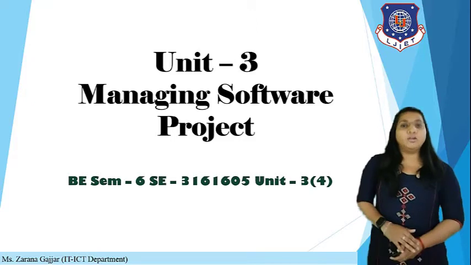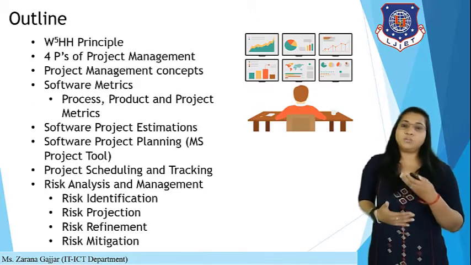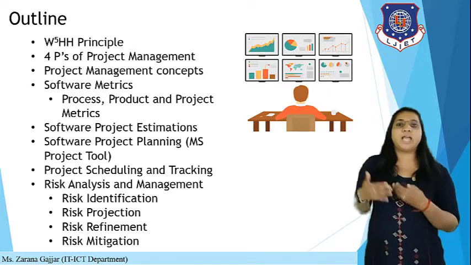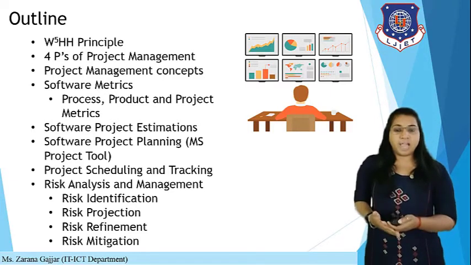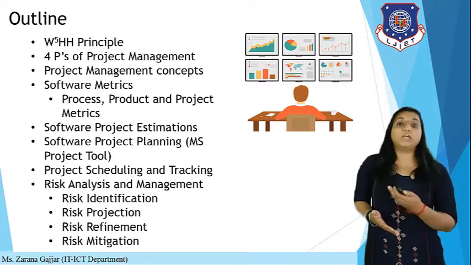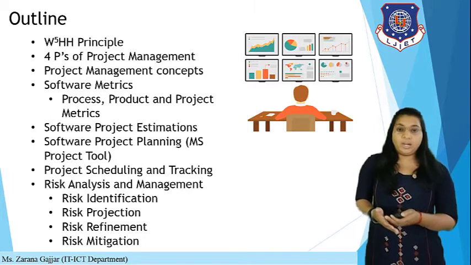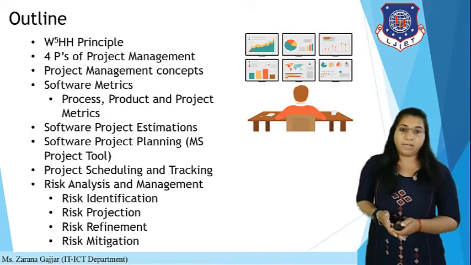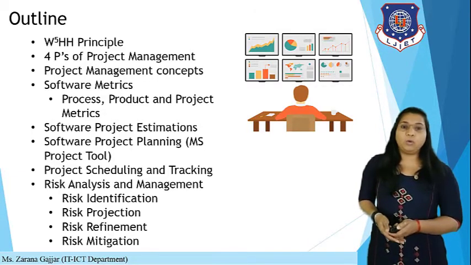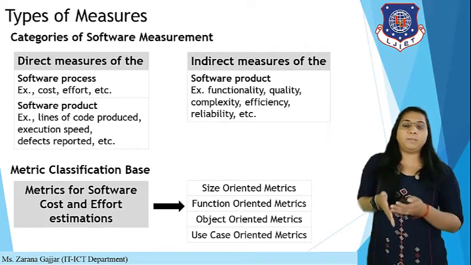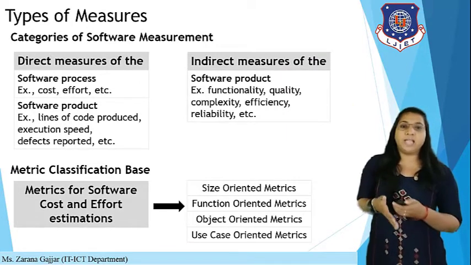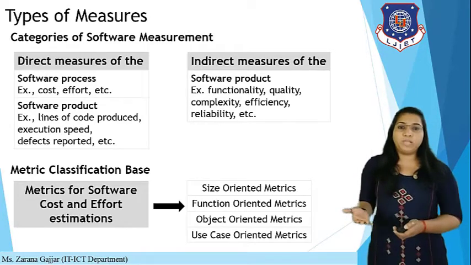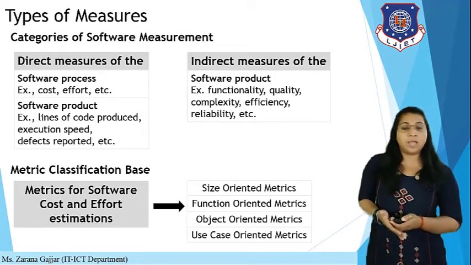In the previous lecture, we discussed the various software metrics, including definitions like direct metrics, indirect metrics, what are metrics, what are measures, and so on. We also discussed the process, product and project metrics. In today's lecture, we are going to cover some of the metric classifications: size oriented metrics, function oriented metrics, object oriented metrics and use case metrics.